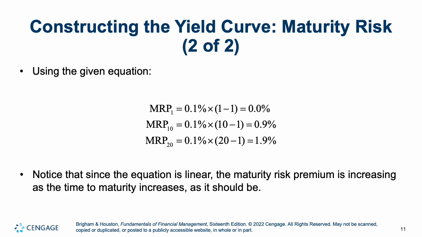So since this equation is linear, the maturity risk premium is increasing as the time to maturity increases, as it should be. So the longer term a security, the larger the maturity risk premium will factor in. Really short-term securities do not have a maturity risk premium.